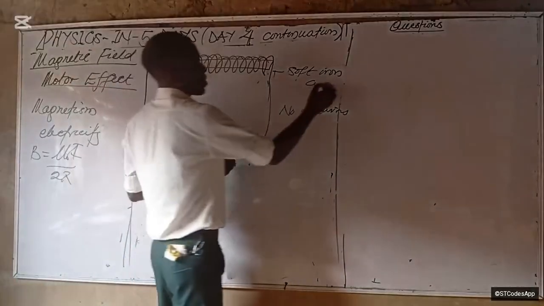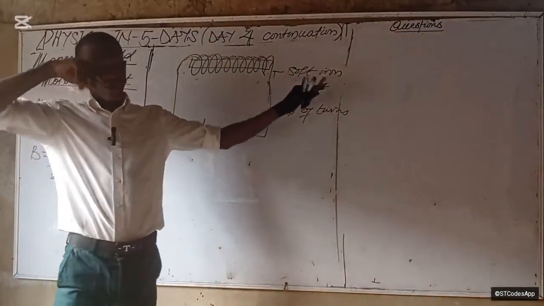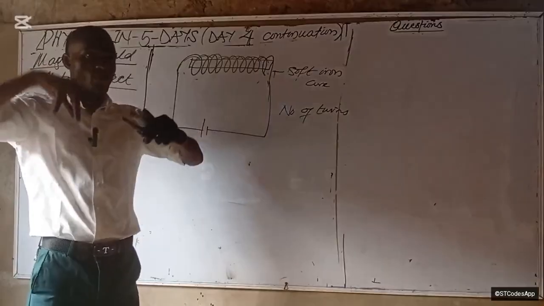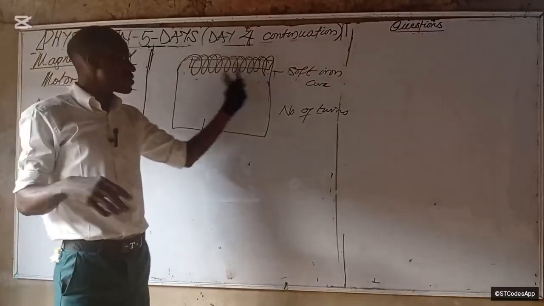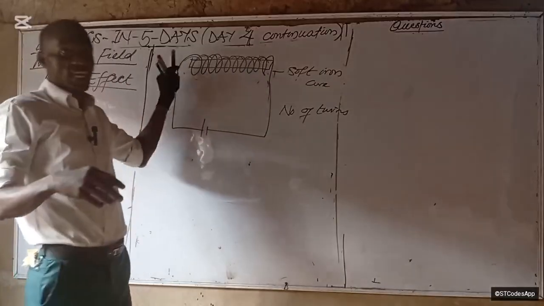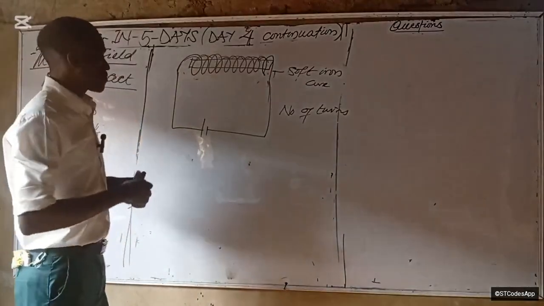The reason why a soft iron core helps is that soft iron has magnetic domains. Its own magnetic domains will align, and because of that, the strength will be the strength of the solenoid plus that of the iron core inserted within. Is that clear? All right.